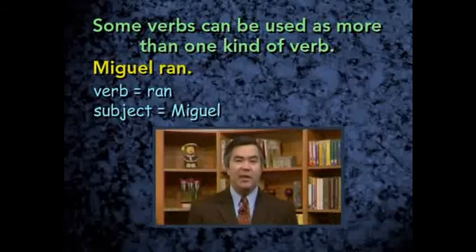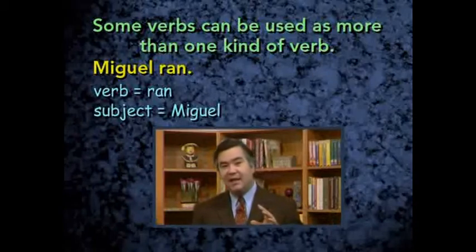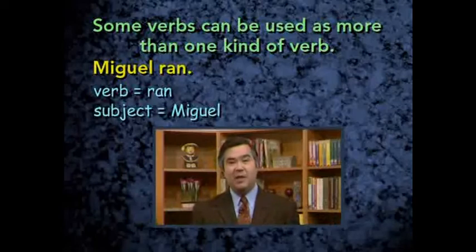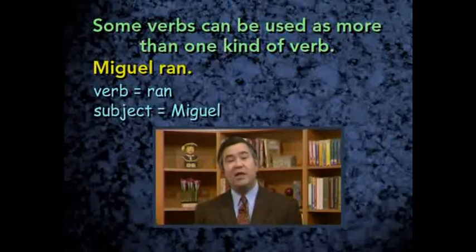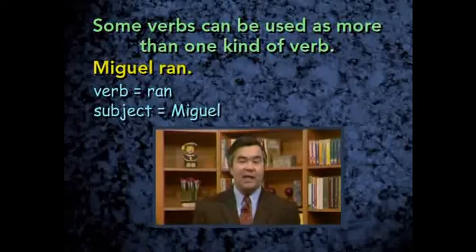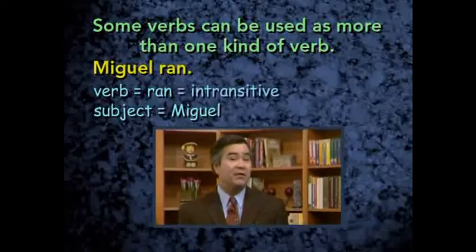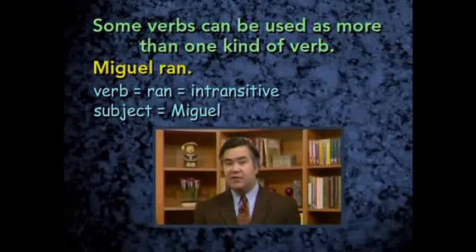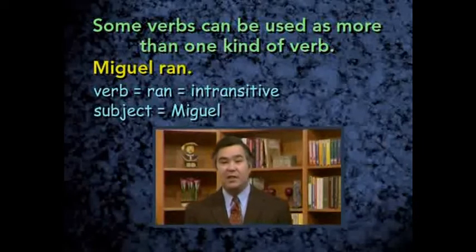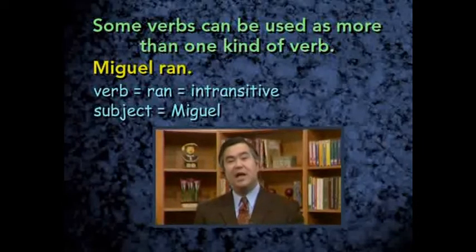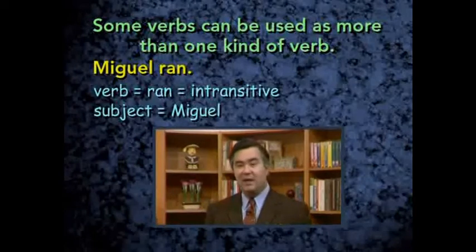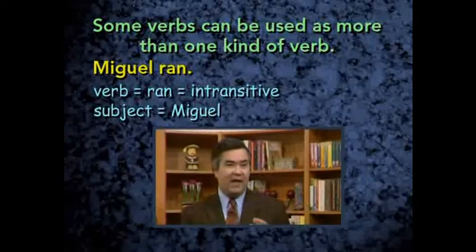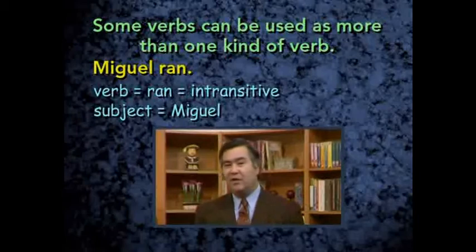ran. This could be a complete sentence, and in this case the verb ran is being used as what kind of verb? Transitive, intransitive, or linking? In this case, ran is being used as an intransitive verb. Remember that an intransitive verb doesn't have any object. The action simply stops with the verb ran, and the action does not pass on to an object that follows the verb. Miguel ran, a complete sentence in itself, and ran is an intransitive verb.